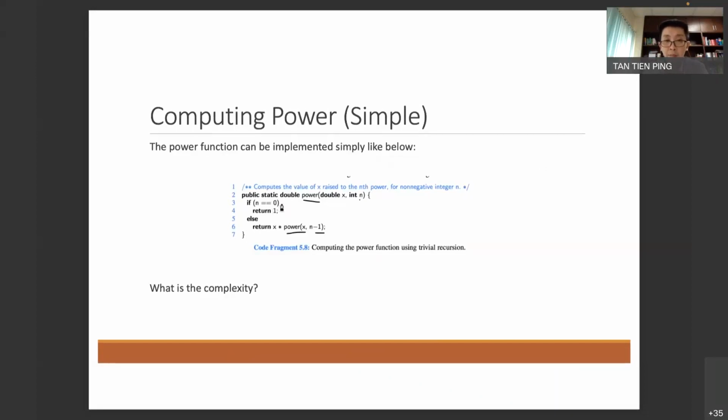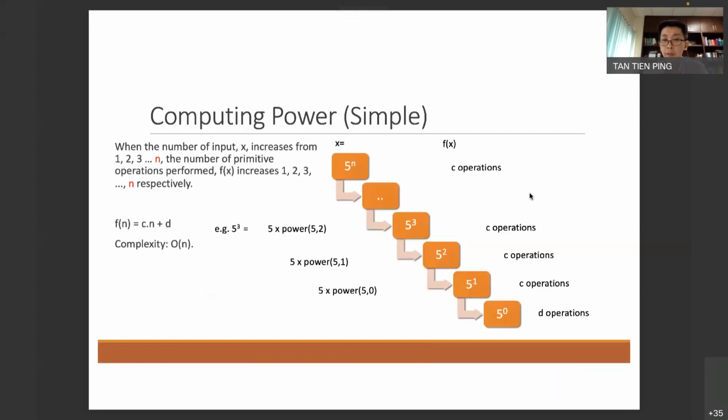And if you count the number of operations carried out, this is also a constant, C. So at every level, a constant number of operations is carried out when we call the power function recursively. So it's not difficult to see that the time complexity is big O of n, worst case.